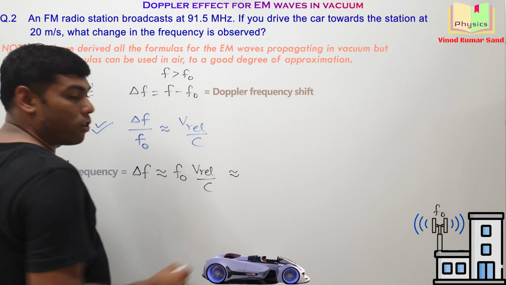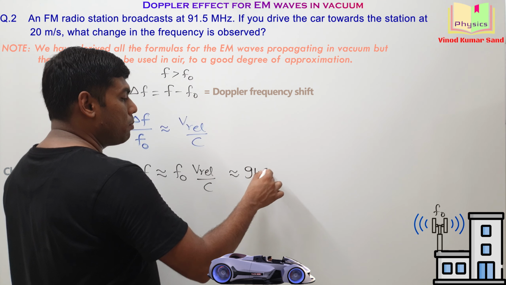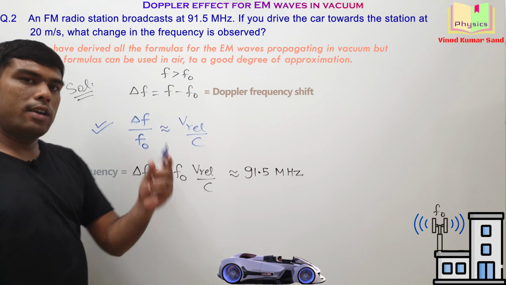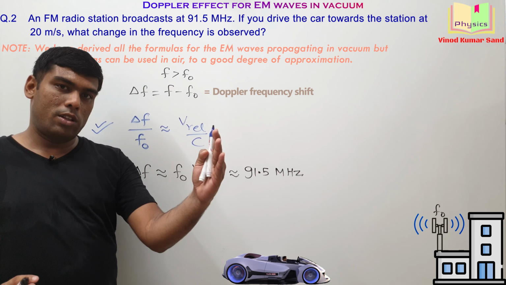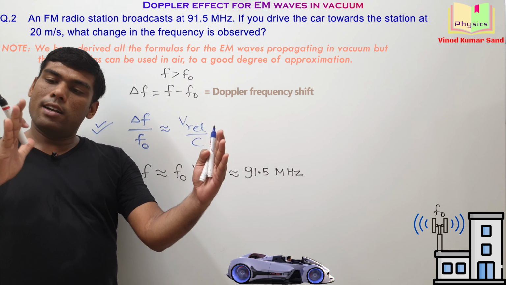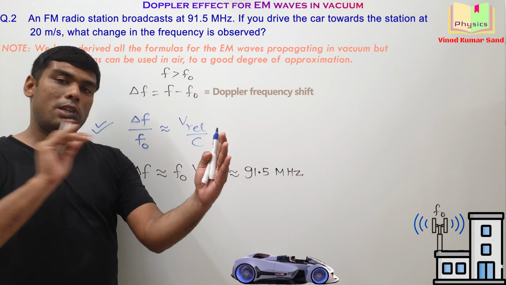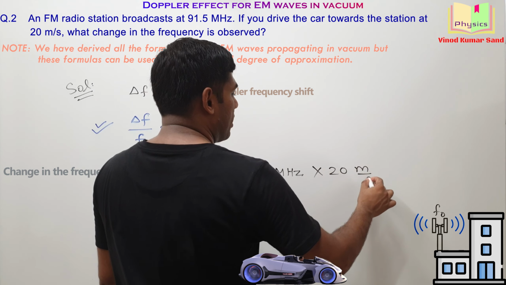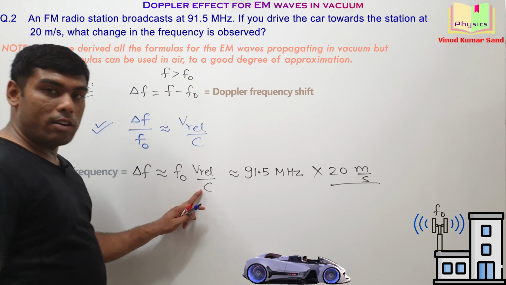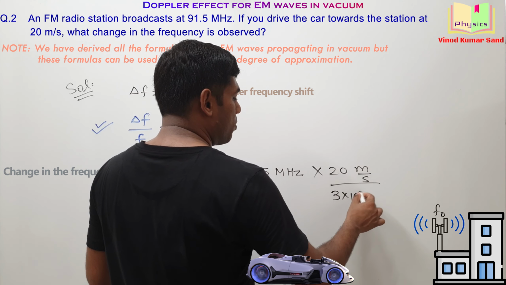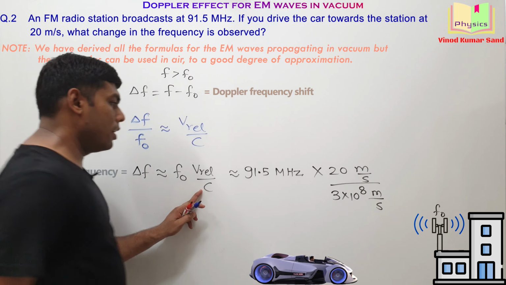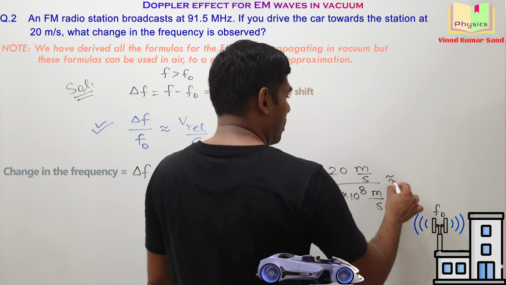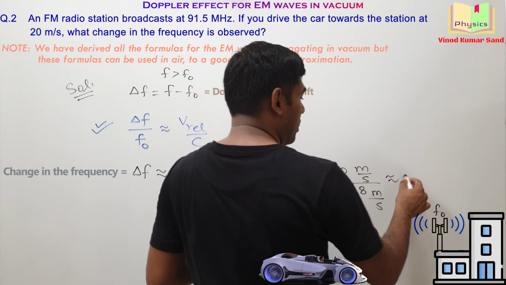How much is F naught? F naught is 91.5 megahertz. How much is the relative speed? The radio station is at rest with respect to the driver of the car, and the car is moving with the speed of 20 meter per second. So the relative speed will be 20 meter per second only. Putting that data here, and the speed of light in vacuum we take as 3 into 10 to the power 8 meter per second. Got it? Simple computation. You can solve this number. After doing the calculation, you'll get it.